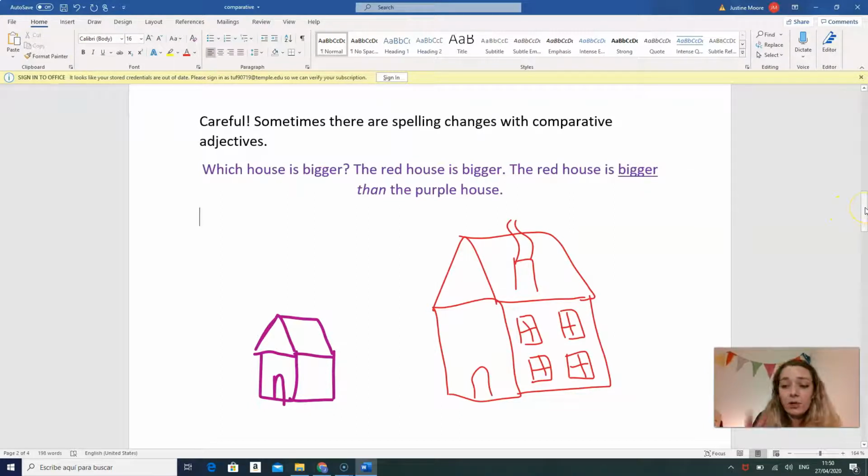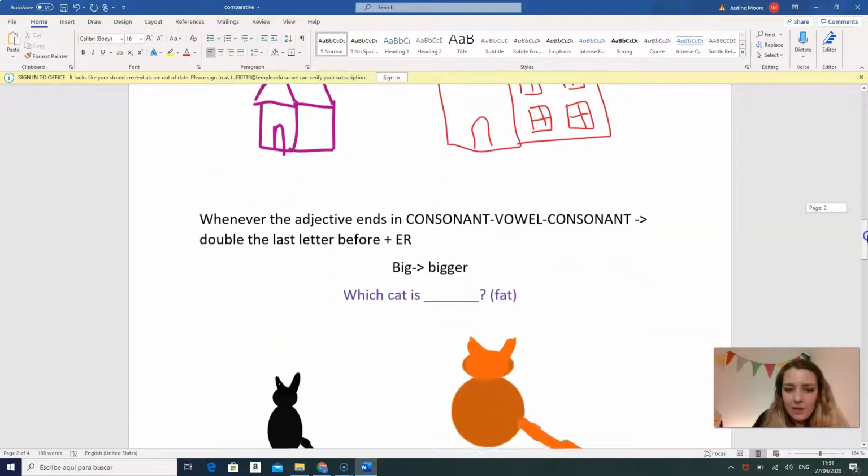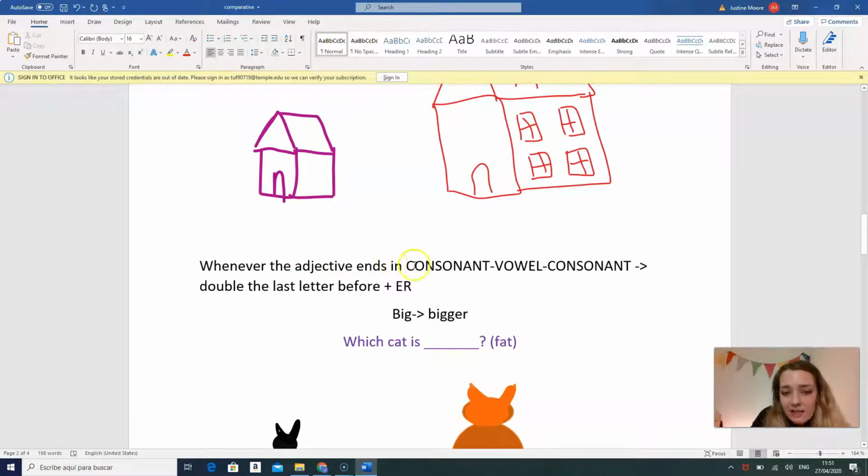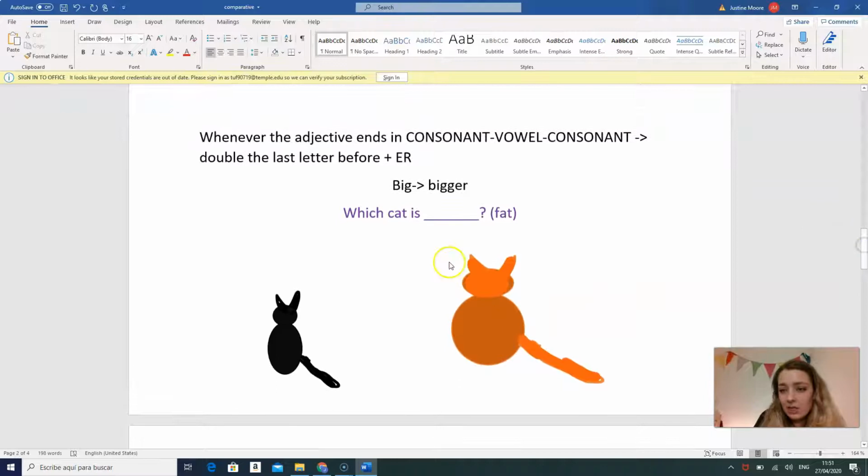All right, so there are two G's in bigger. We had to double, times 2, the last letter before we added ER. Whenever the adjective ends in a consonant, vowel, consonant, you have to double the last letter before adding ER. So look, big: B is a consonant, I is a vowel, and G is a consonant. So we need to do two G's. Big, bigger. Is that okay? We're going to practice this again with this picture.